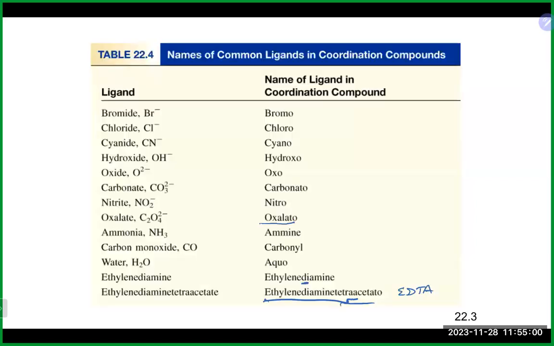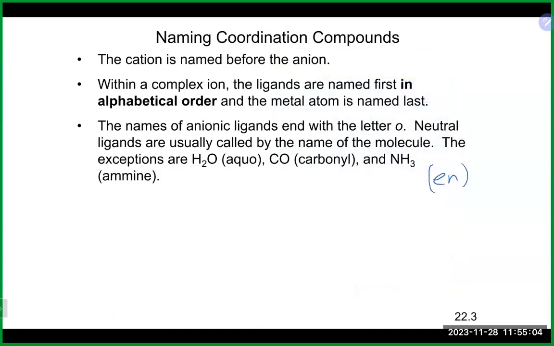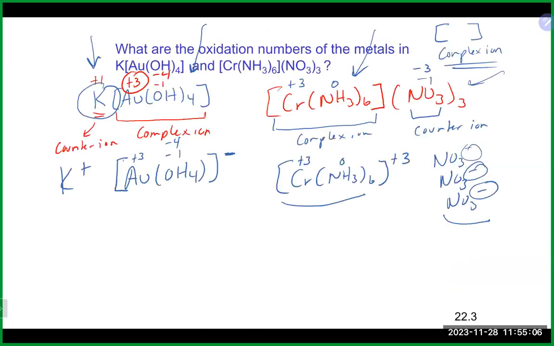So let's see how this works. Let's just take the ones that maybe we did previously. Which ones did we do previously? Or you just looked at there. All right, so let's say we wanted to name these. We would start with the first one here. Since we already determined that this is our counter ion and this is our complex ion, we would start with the counter ion.